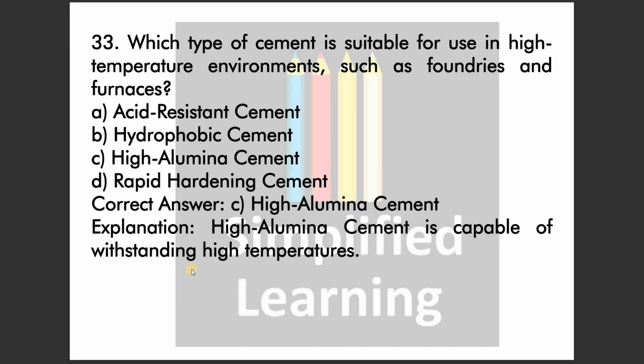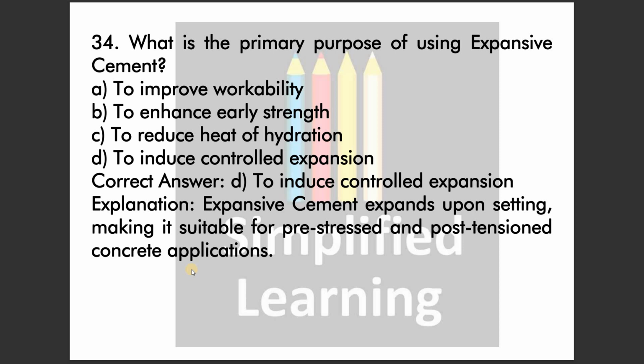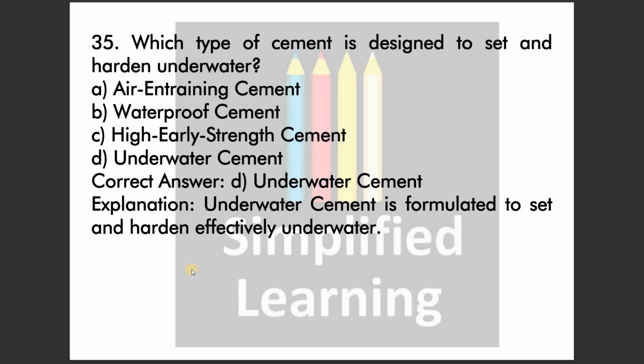Then which type of cement is suitable for use in high temperature environments such as foundries and furnaces? Then we will be going with High-Alumina Cement because it can withstand very high temperatures. Then what is the purpose of using expansive cement? To induce controlled expansion, we are going to use expansive cement. It has application in pre-stress and post-tension concrete applications.